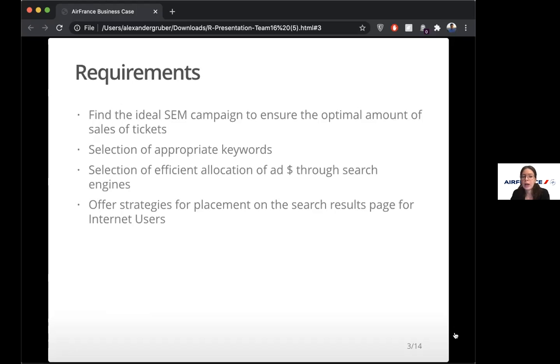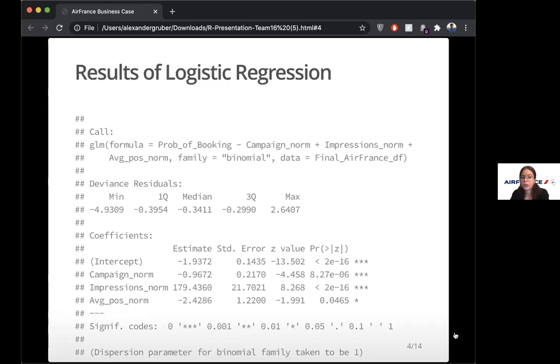On the next slide, we can see the results of our logistic regression. We decided to analyze the probability of booking since we thought that variable could be affected by all the others in the dataset. We created a logistic regression taking into consideration the variables of publisher, match type, campaign, impression, average position, and keyword group. The outcome should be 1, as in a better probability of booking.